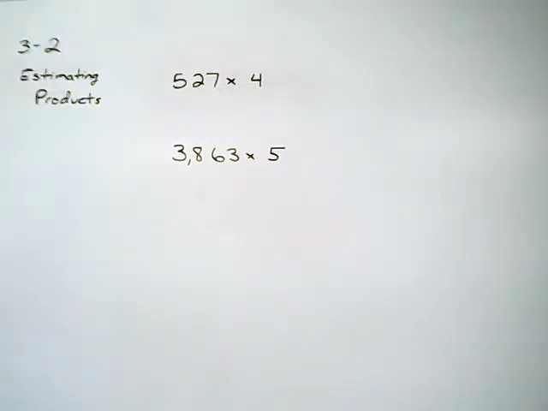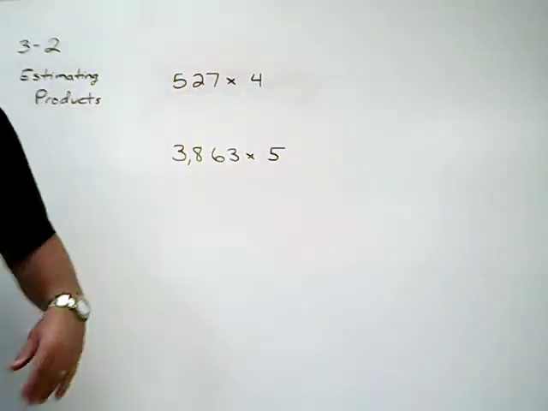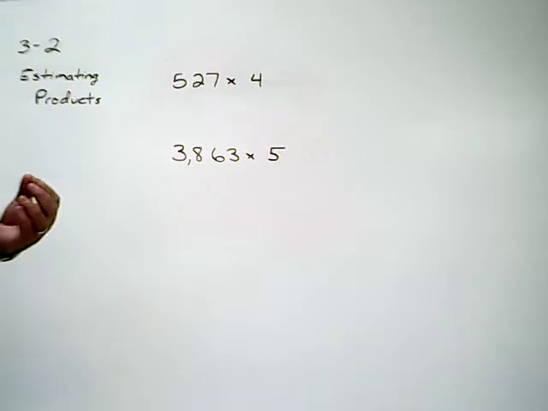Estimating means nothing more than rounding so that you can do a simpler problem in your head. Let me do two examples for you here. The first one, I have 527 times 4. What I'm going to do is round to the biggest place value that this problem has.